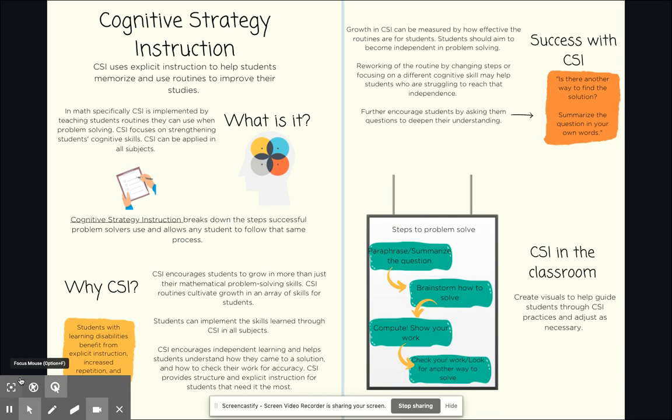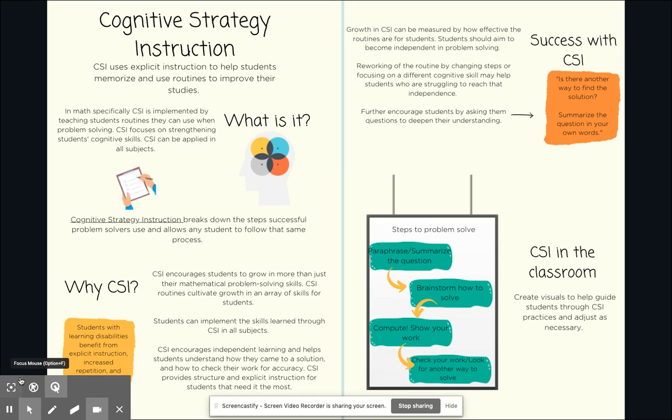So CSI really focuses on strengthening students' cognitive skills, and CSI can be applied in all subjects, not just math and not just science. And what you teach your students in one specific class can also be applicable to the rest of their academic careers and careers afterwards. CSI really breaks down the steps successful problem solvers use and allows any student to follow that same process. So think about your most high-performing students, the processes that they go through in order to problem solve, and then break that down in an easy and really seamless way that other students are able to follow.